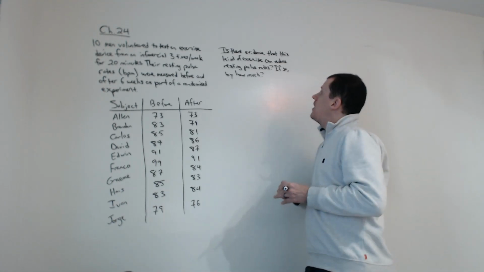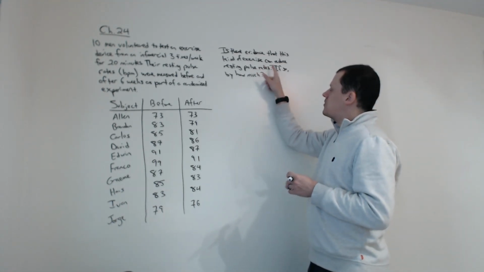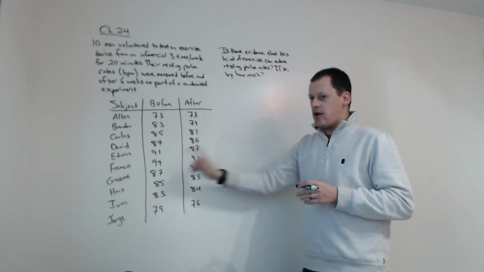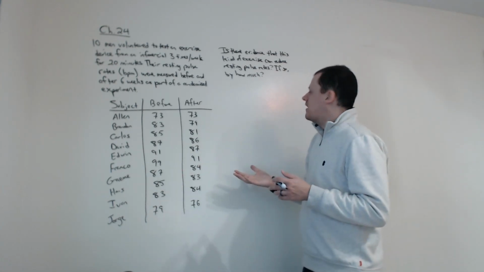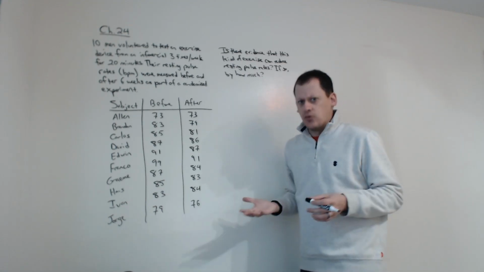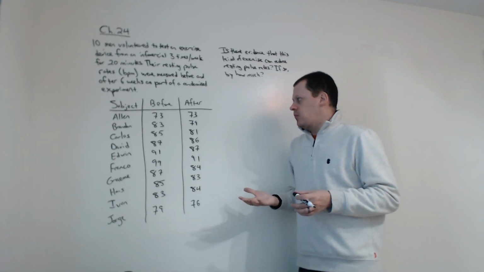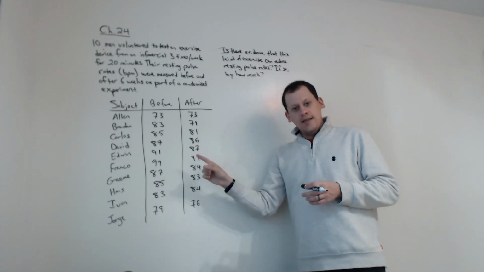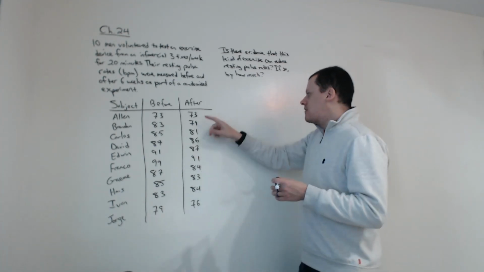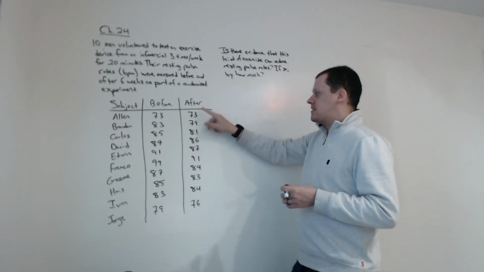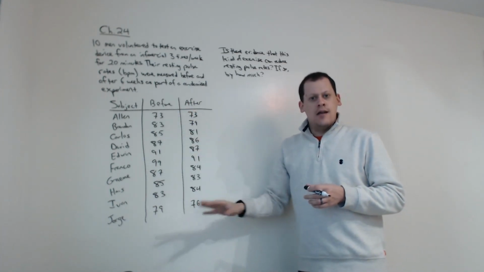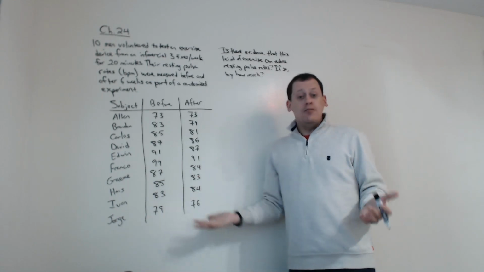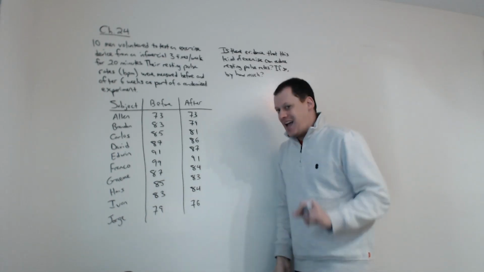We want to know if the pulse rates are reduced. So we're trying to compare these two data sets. How could we determine if the resting pulse rate has been reduced? Well, we could take the difference between these, right? We could take the after pulse rate and subtract the before pulse rate for all these guys and see if there is a significant difference. That's exactly what we're going to do here.